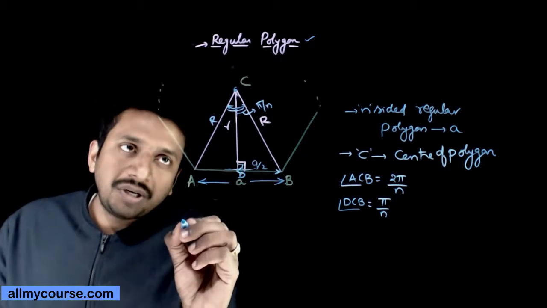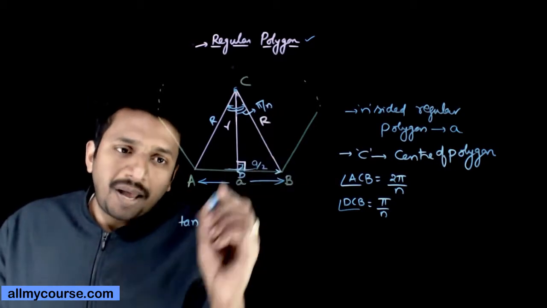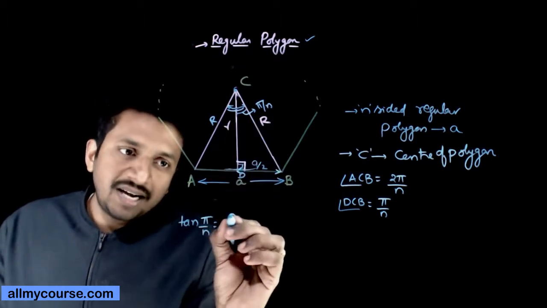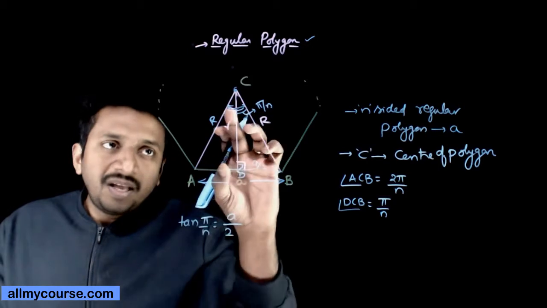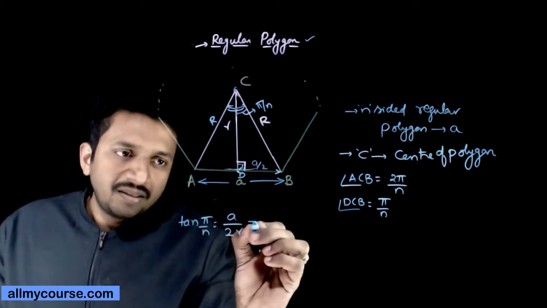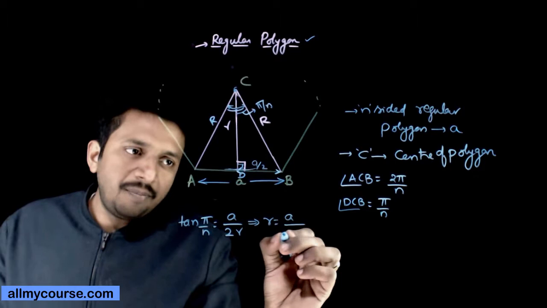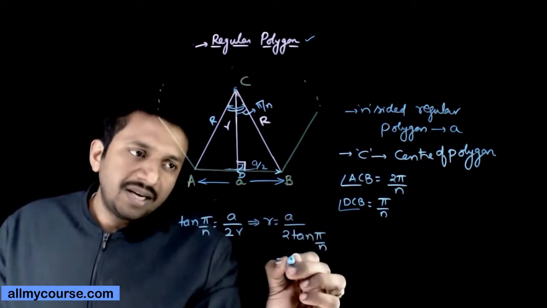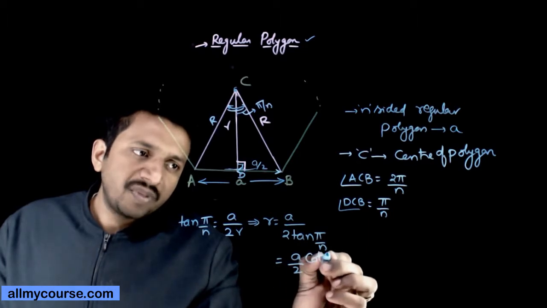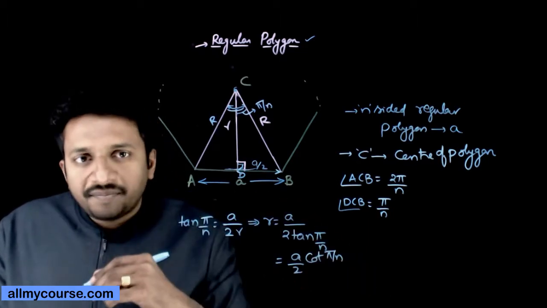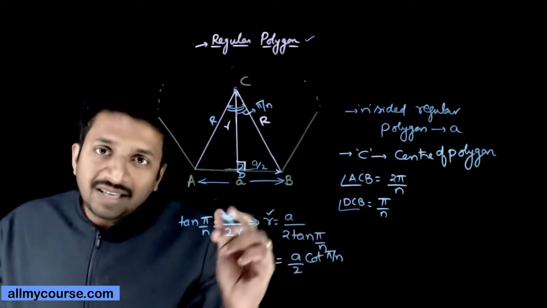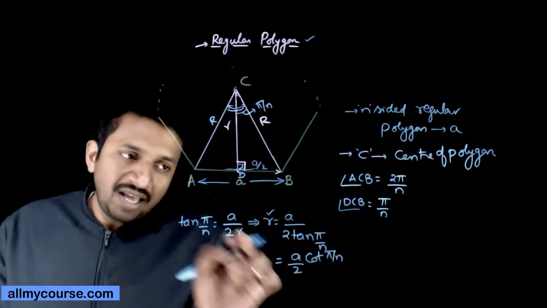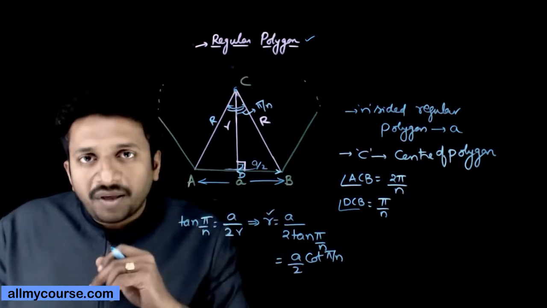First, let us use the ratio tan pi by n. So tan pi by n is equal to opposite side by adjacent side. Opposite side is A by 2, adjacent side is r. This implies r is equal to A by 2 tan pi by n, that is equal to A by 2 cot pi by n. So small r, that is the inscribed radius of an n-sided regular polygon of side A, is A by 2 cot pi by n.